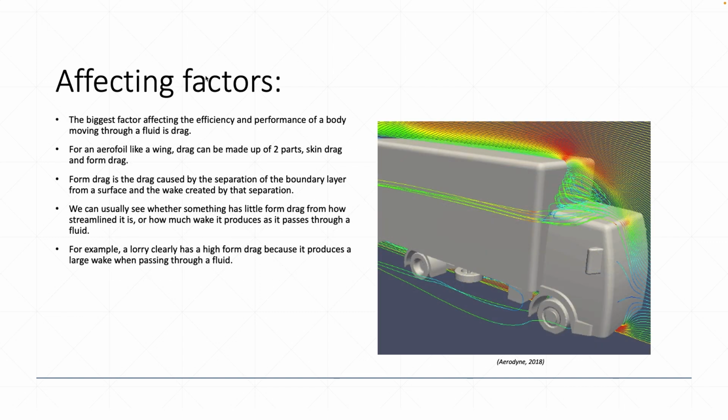So, affecting factors. The biggest factor affecting performance in flight is drag. For an aerofoil, drag can be separated into skin drag and form drag. Form drag happens when the airflow separates from the surface, creating a wake behind the object. We can see form drag clearly in everyday examples. For instance, a large vehicle like a lorry produces a significant wake, which shows high form drag, like in the picture.